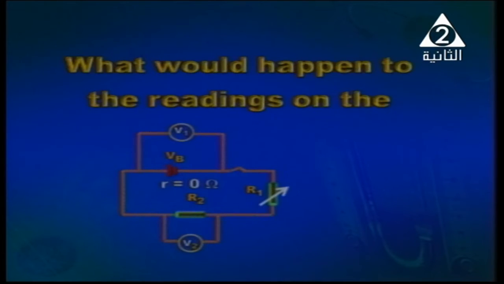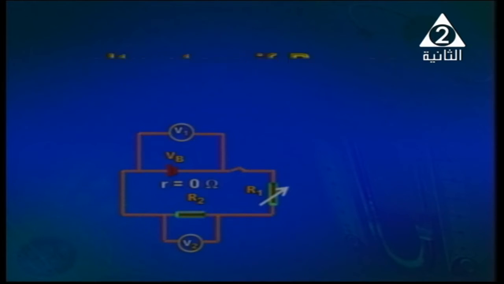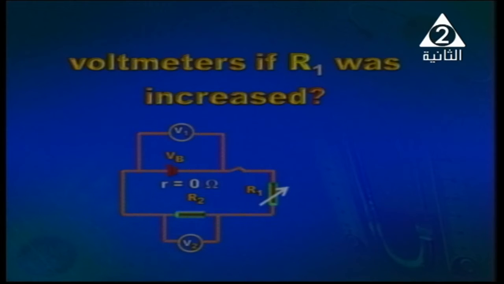Another question, what would happen to the readings on the voltmeters if R1 was increased? But in this circuit, in this example, we've got something special here. Internal resistance is equal to 0. So what happens when internal resistance is equal to 0?